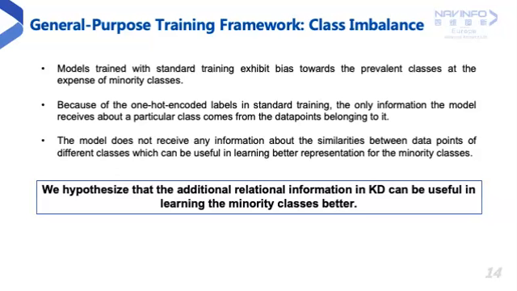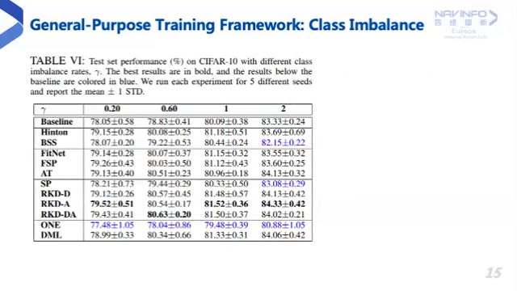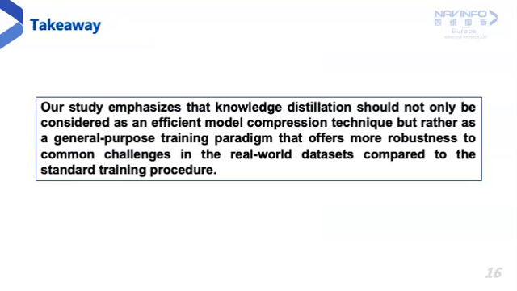We hypothesize that additional relational information in KD can be useful in learning the minority classes better. To test our hypothesis, we simulate varying degrees of class imbalance on the CIFAR-10 dataset and show that the majority of the KD methods reduce the generalization gaps. Our key takeaway message is that the efficacy of KD goes much beyond a model compression technique, and it should be considered as a general-purpose training paradigm which offers more robustness to common challenges in real-world datasets compared to the standard training procedures.